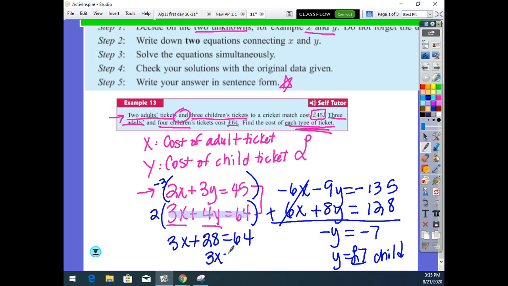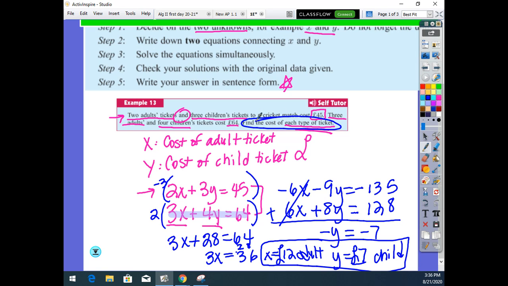Subtract 28 from both sides. What do I got? 28, 36, and 12 pounds is my adult. So my adult ticket, the cost of my child ticket, find the cost of each ticket was what I needed to do, and we have our answer.